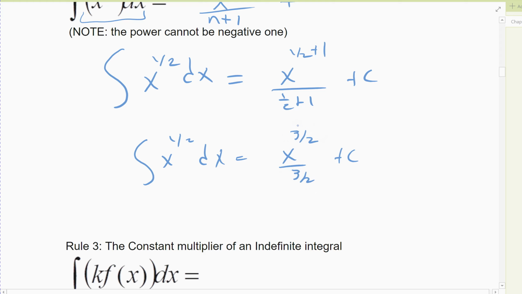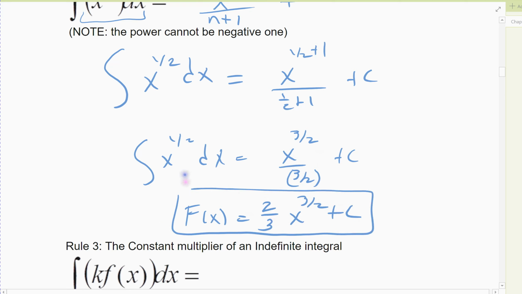And again, my rule of thumb is I usually write my expression instead of dividing by the fraction, remember we can multiply by the reciprocal. And so don't leave your answer as an improper fraction like this. Instead of dividing by the 3/2, multiply by the reciprocal 2/3. Alright, and there is my final answer.